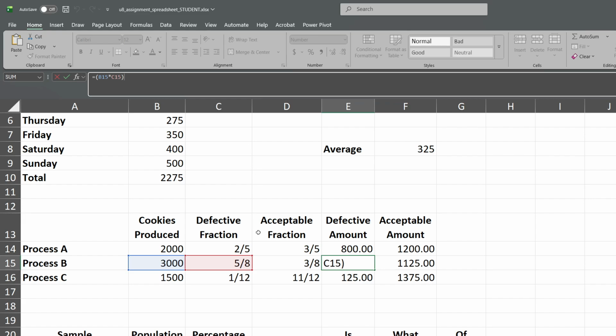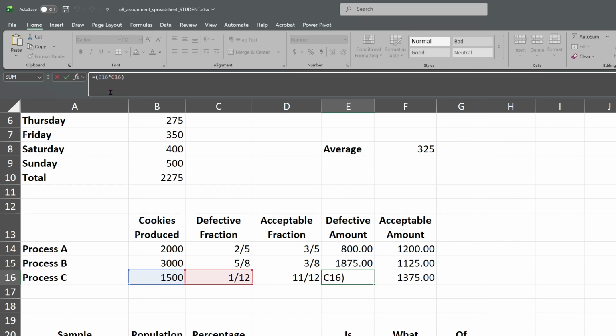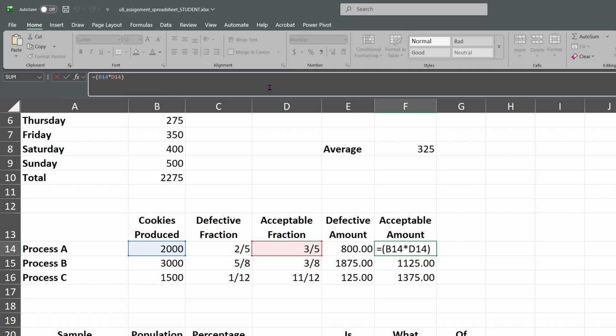For the defective count on process B, well, you'll see that's B15 times C15. And so what we end up with is 1,875. If I do it for process C, you'll see B16 times C16, and that gives me 125. Now the acceptable amount, there's a couple of ways we can do this, but just keep it in the spirit of practicing. You'll see all I do is take the cookies produced times the acceptable fraction.